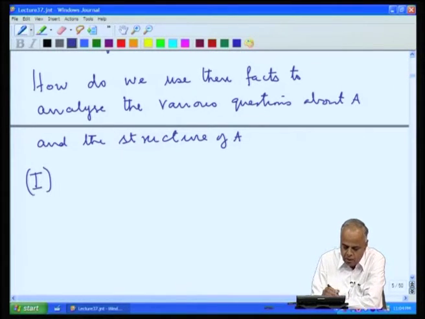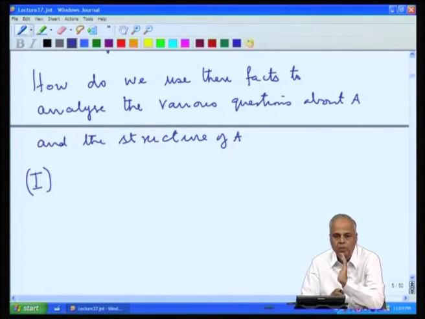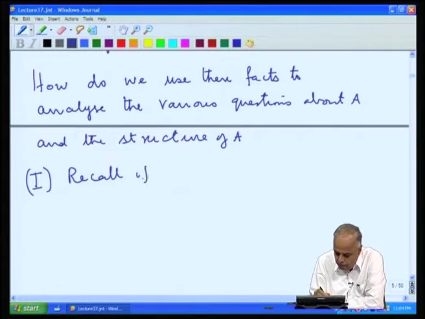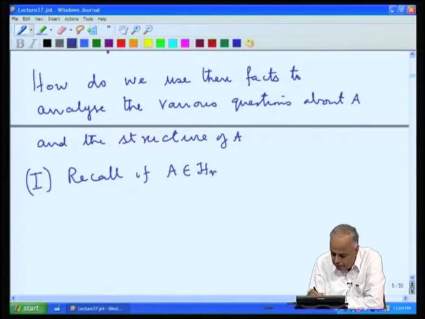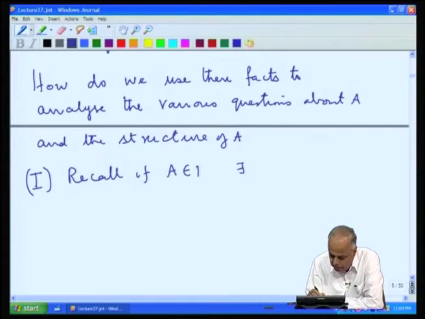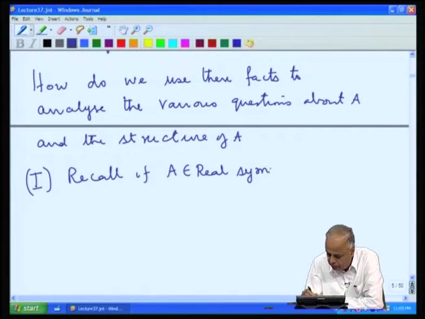The first, you may recall that we showed that if we have a Hermitian matrix, we could decompose it as a product of 3 matrices, the 2 extreme ones being unitary matrices. In the case of real, they were orthogonal matrices and the middle one was diagonal. So, recall if A is a Hermitian matrix, there exists... since we are dealing with real matrices at the moment, let us say A is a real symmetric matrix.